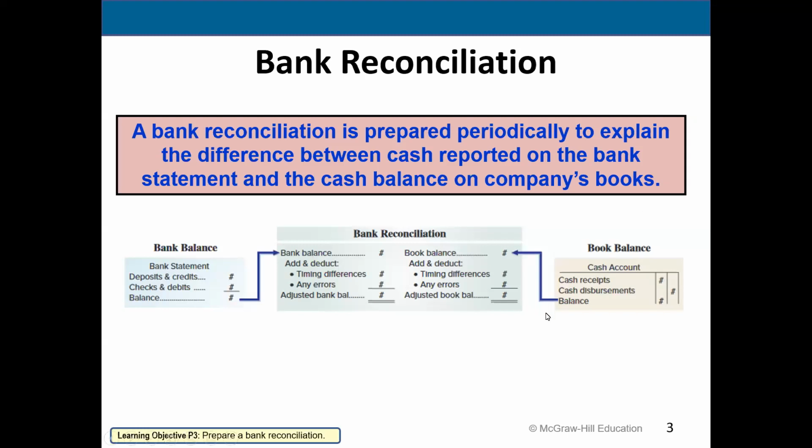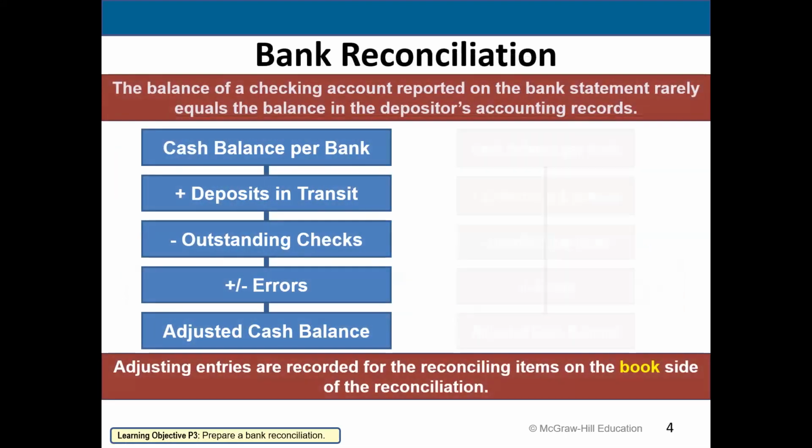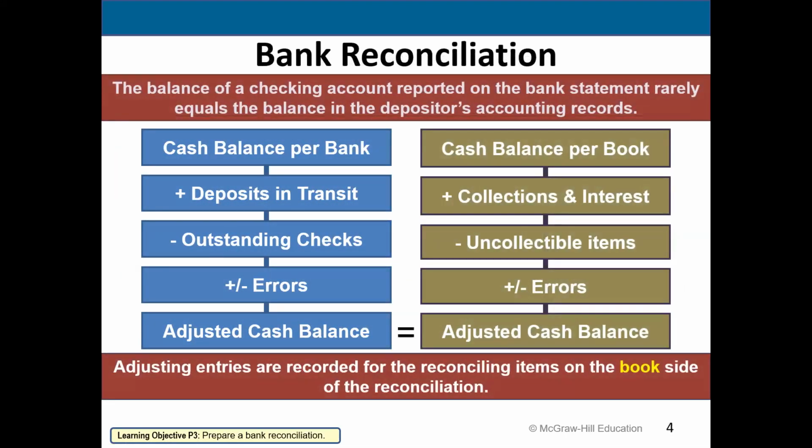So this is a good summary of adding or deducting timing differences or errors, but we're going to look at specifics. Let's look at the left-hand side. We have the cash balance per the bank. The first thing that we have to reconcile for is deposits in transit. Let's say that it's the last day of the month and you receive a $2,000 check from a customer. You're obviously going to put it in the bank on your way home from work. Then there's the cutoff. Is that deposit going to be reflected on the bank statement?